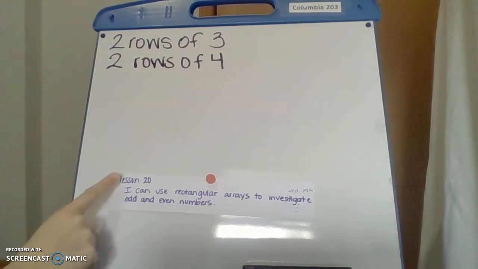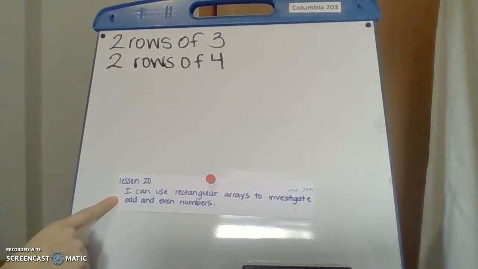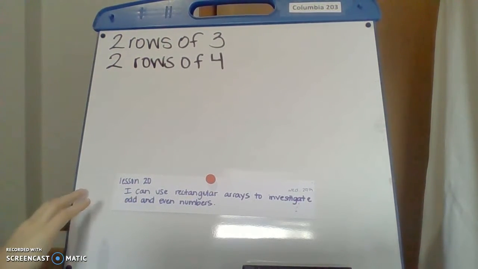We're on lesson 20. So remember on Zearn, you can go to module 6, lesson 20. Your learning target today says, I can use rectangular arrays to investigate odd and even numbers. And that's exactly what we're going to do. So I'm going to give you two examples, and then I'm going to give you problems of your own that you can try at home. Here we go.